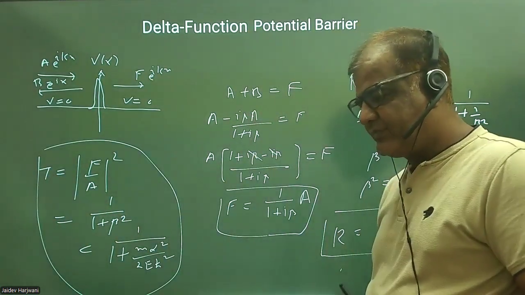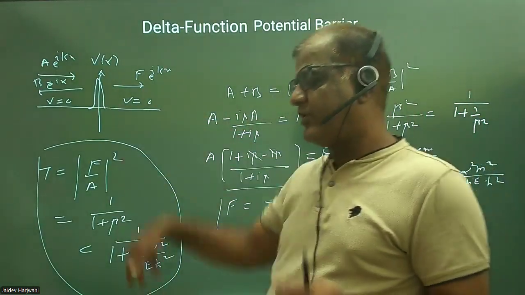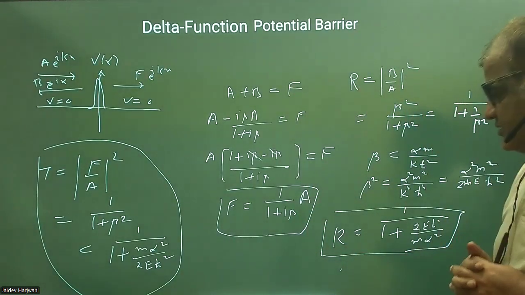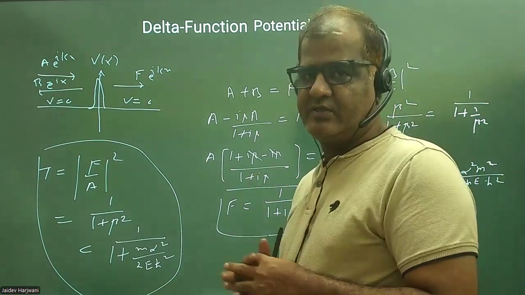So we see that magnitude wise both the cases are the same. Either you take a potential barrier or a potential well, only there is a change of phase. So we'll see some problems based on these two derivations. Thank you very much.